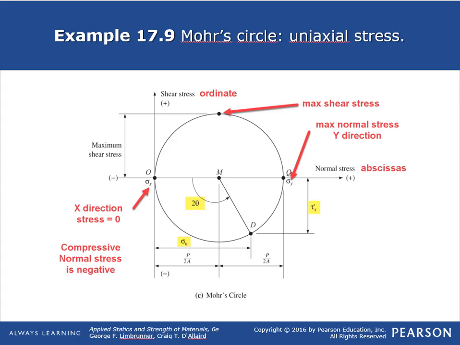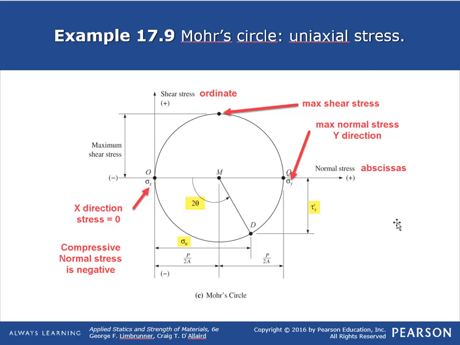So a generic Mohr's circle kind of looks like this. What we have here is the shear stresses plotted on the y-axis, the ordinate. The normal stresses, whether due to bending or tension, are plotted on the x-axis, the abscissa. So we have shear stress plotted against normal stress.